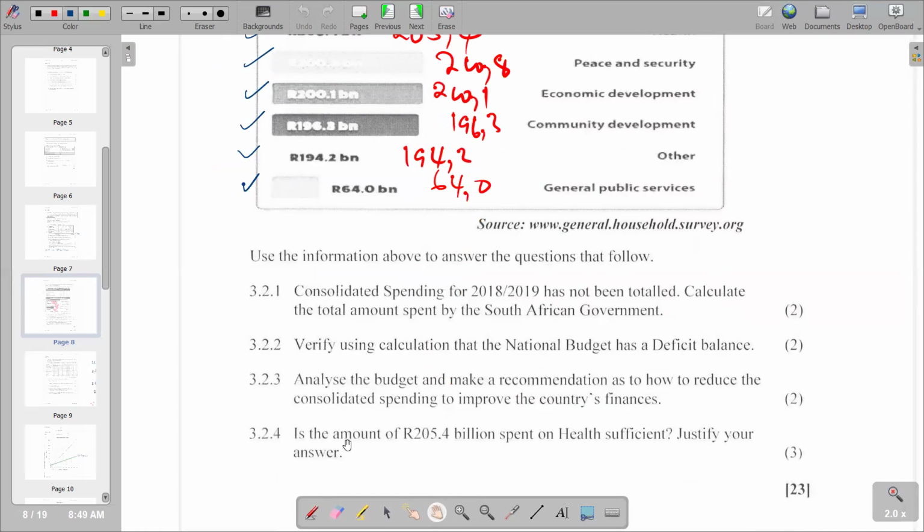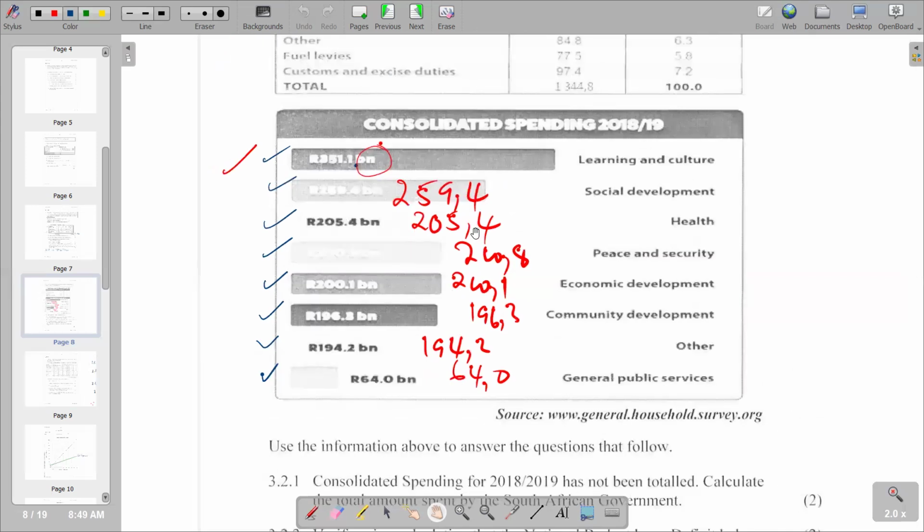So 3.2.4 is the amount of 205.4 billion spent on health sufficient to justify funds. So health is a critical area, as we know. So obviously, the amount has to be increased by all possible means. But if you look at the amount that we have for health is 205, and it's having a greater proportion of consolidated spending.